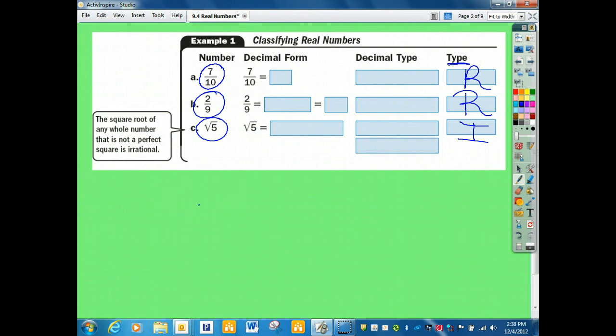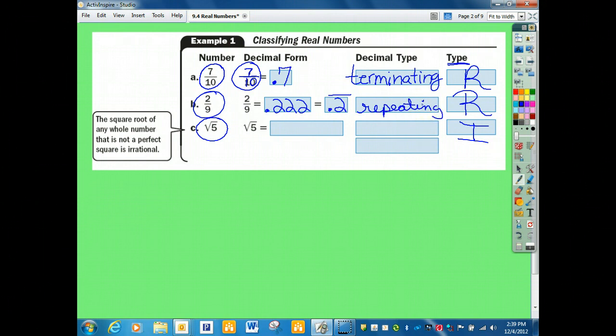All right, now that we've determined which ones are rational and which one is irrational, let's see if these match what we talked about in our vocabulary. 7/10 as a decimal. 7 divided by 10 on your calculator is? 0.7. What kind of a decimal is that? Is it terminating? Excellent. Terminating. It is a terminating decimal. 2 divided by 9. You're going to get? 0.222, which is 0.2 repeating. So we just said it. It is what kind? Repeating decimal.